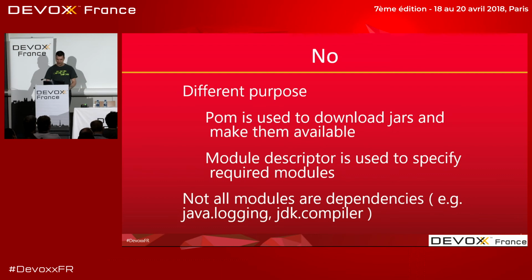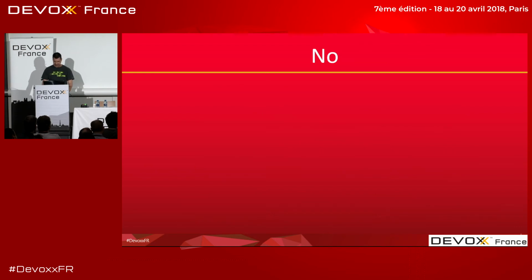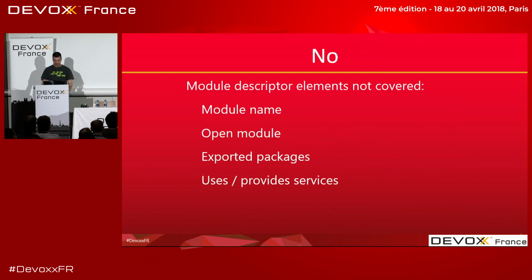And also, not all modules are dependencies. The ones inside the JDK or JRE, you cannot specify those as dependencies, but you need to specify them as a requirement. And there are more elements in the module descriptor, for instance, the module name. Where do you specify that inside your POM file? Or if the module is open or not, where do you specify the exported packages or the services which you use and provide?